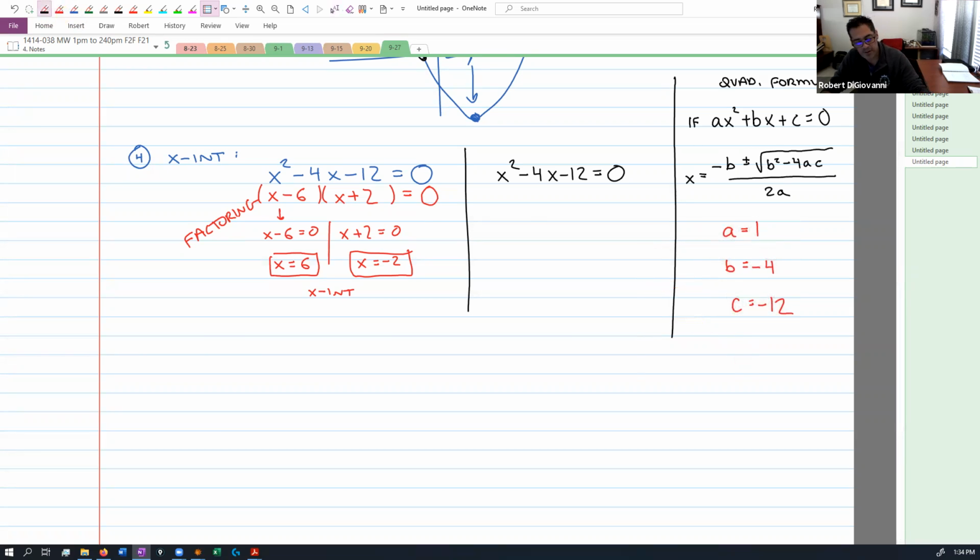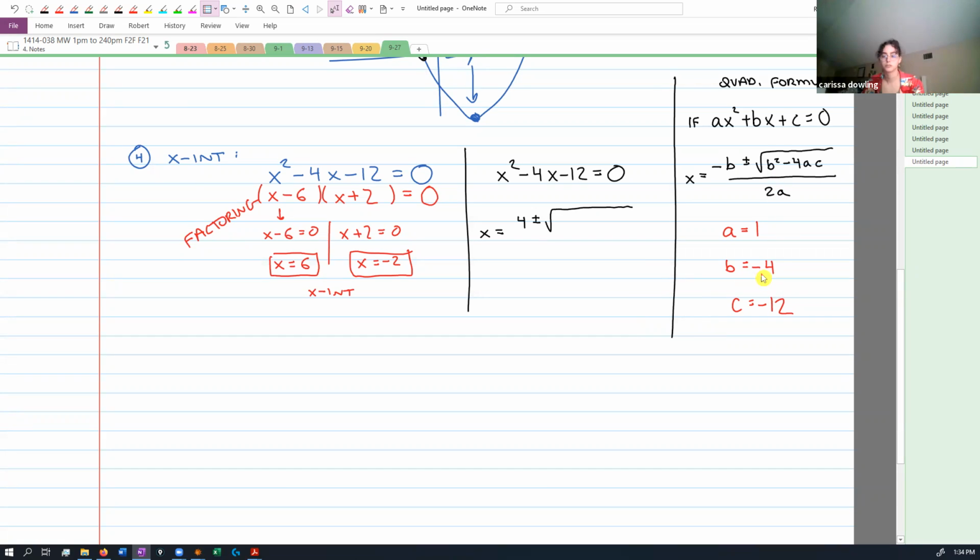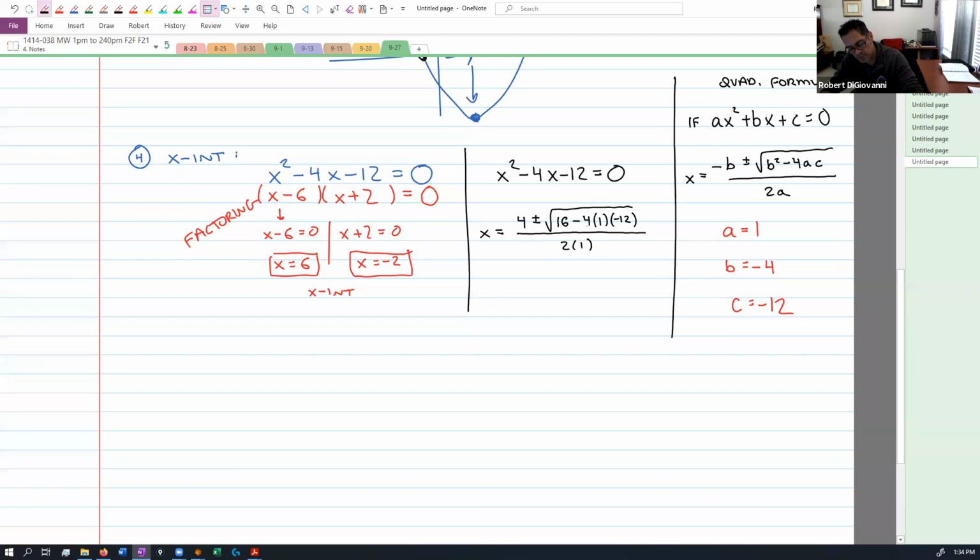So what we know is that the solutions to this are x equals, first thing in the formula is negative b. So that's negative negative 4. That gives me positive 4, plus or minus the square root. Then I have to square b. So what is b squared for us? What happens when you square b? It becomes just positive 16. Good. Minus 4 times a, which is 1, times c, which is negative 12. The entire thing divided by 2 times a, which was 1.